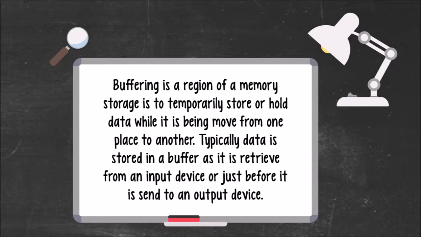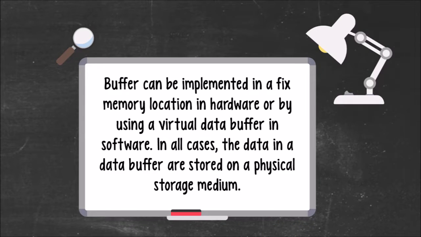Secondly, buffering is a region of a memory storage used to temporarily store or hold data while it is being moved from one place to another. Typically, data is stored in a buffer as it is retrieved from an input device or just before it is sent to an output device. Buffer can be implemented in a fixed memory location in hardware or by using a virtual data buffer in software. In all cases, the data in a data buffer are stored on a physical storage medium.